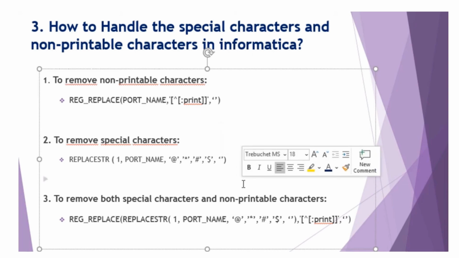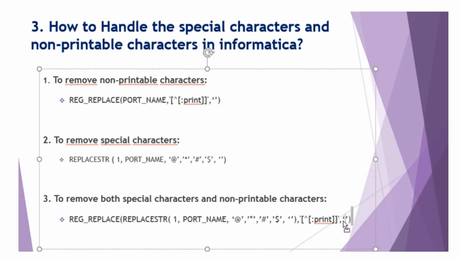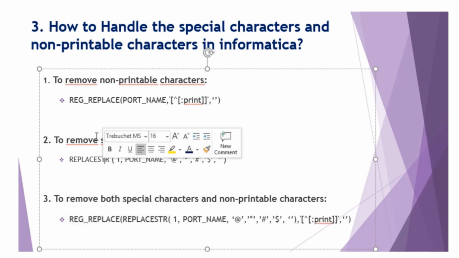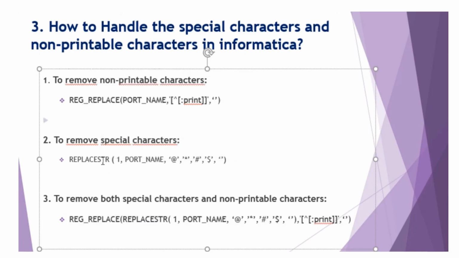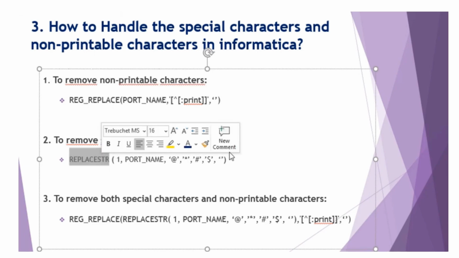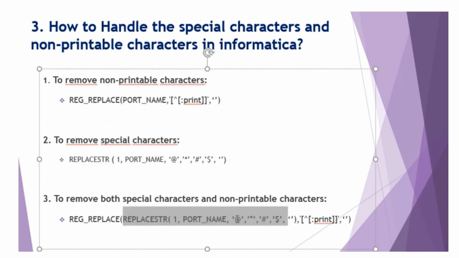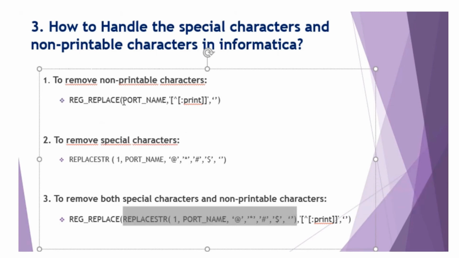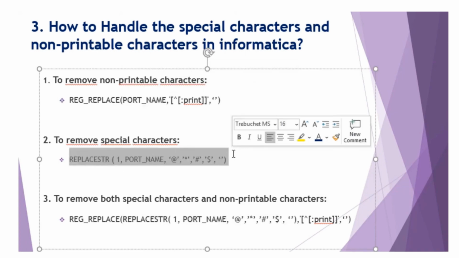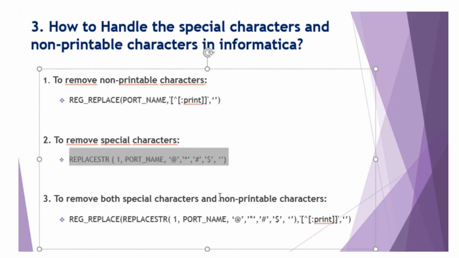The third one is how to remove both special characters and non-printable characters at a time. So this is the syntax. I'm using both functions in a single syntax. You can see here REPLACESTR, this is to remove the special characters, right? First I'm passing this REPLACESTR function in that REG_REPLACE function. So instead of the port name, I'm passing this REPLACESTR function, so it removes the special characters.